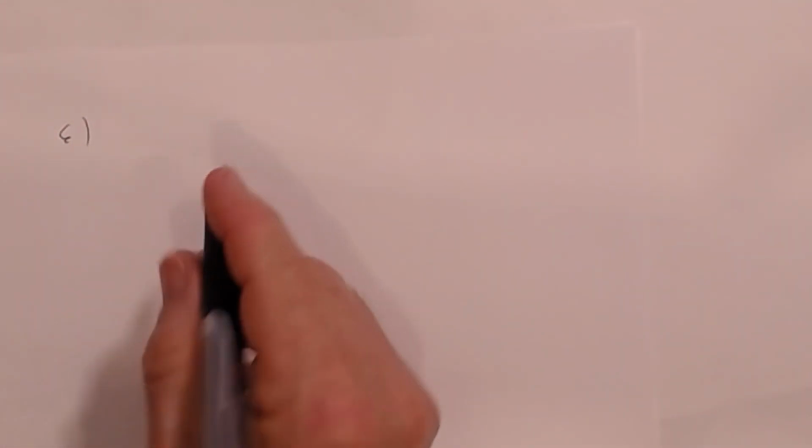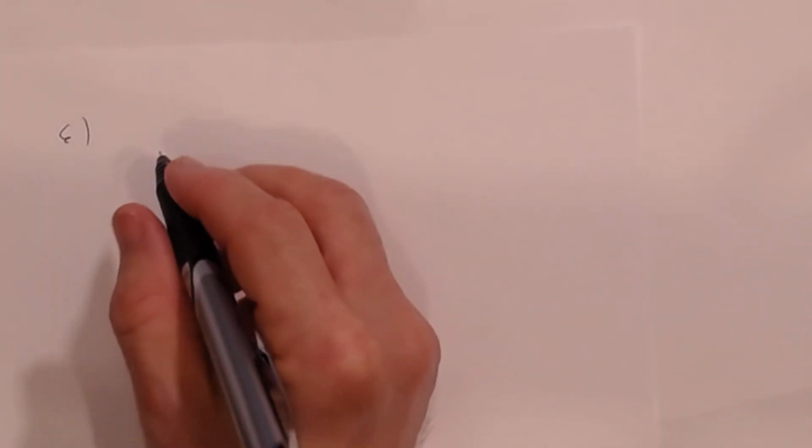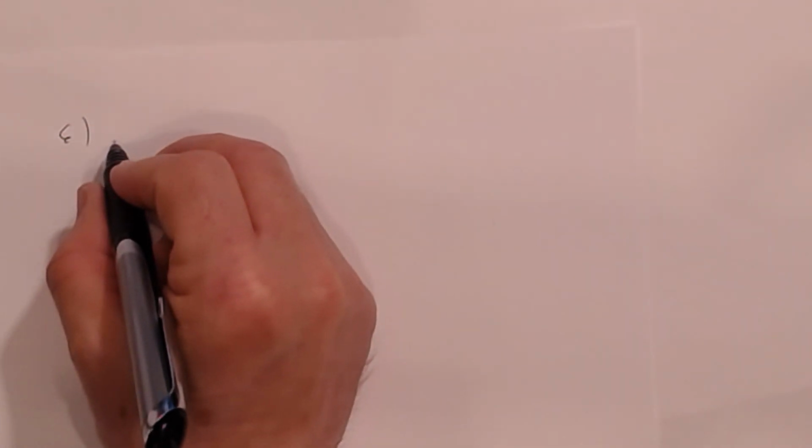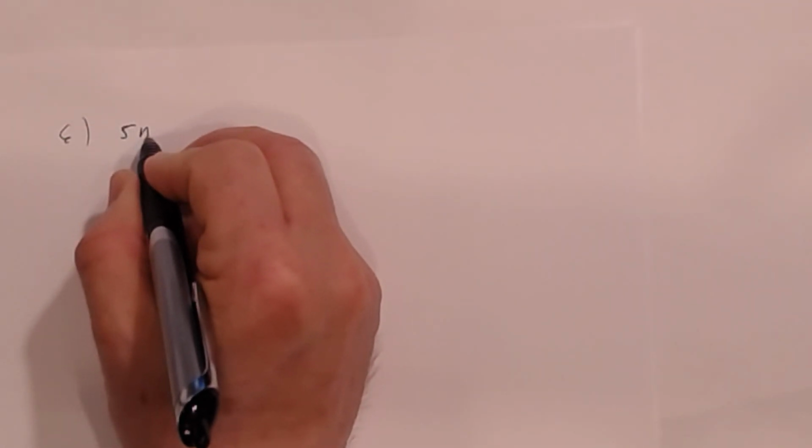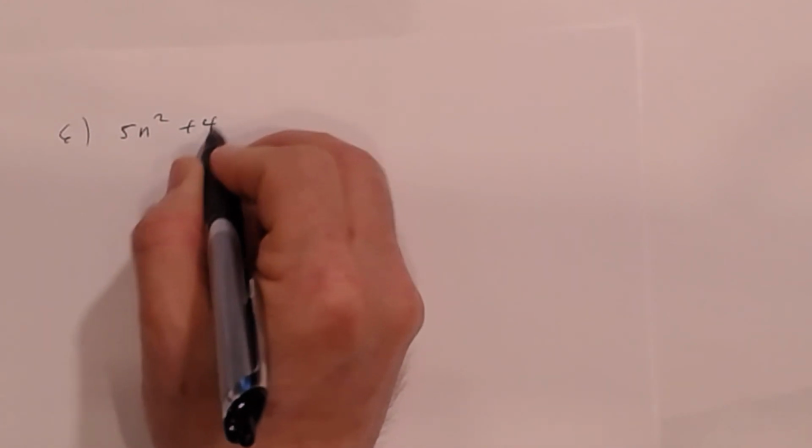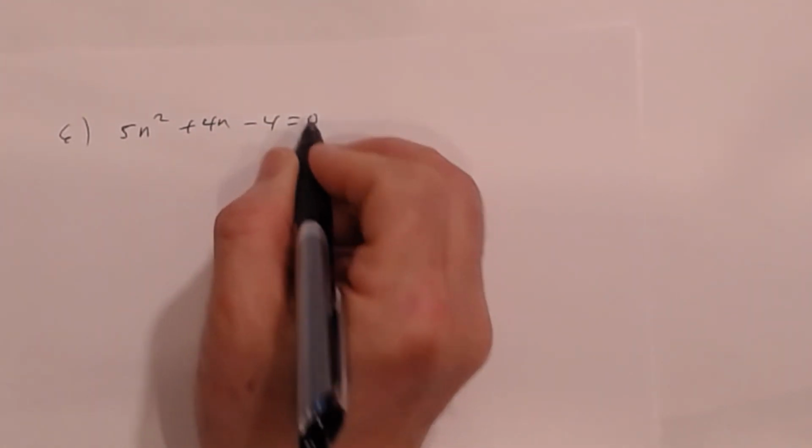Let's actually do one more. We have time for one more. So this is number 6. Let's do this one. We have 5n squared plus 4n minus 4 equals 0.